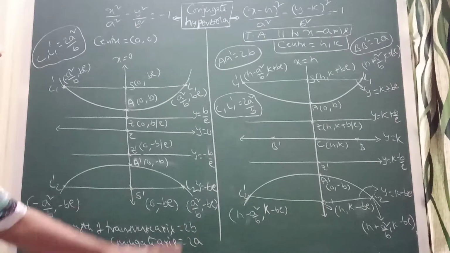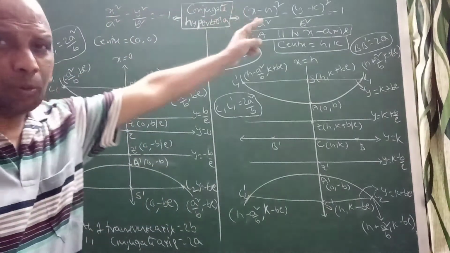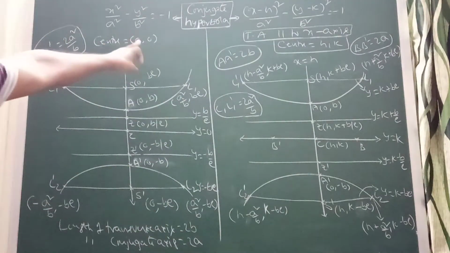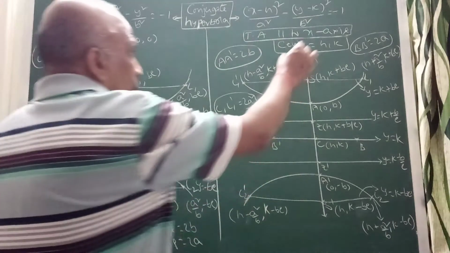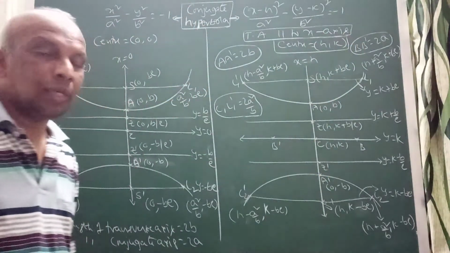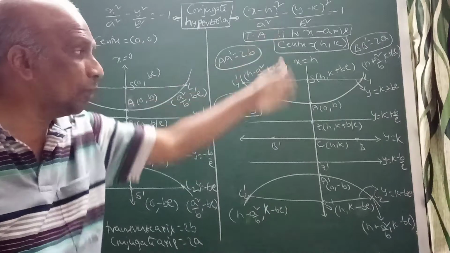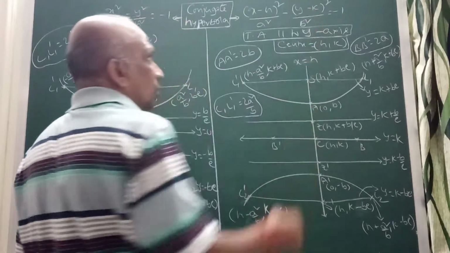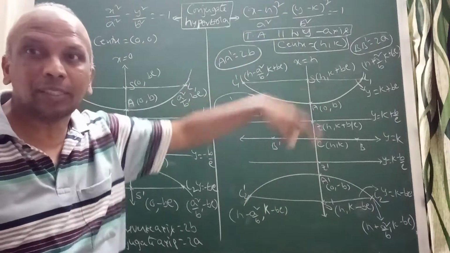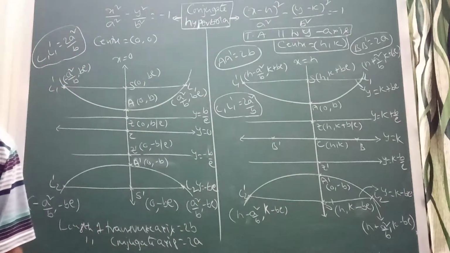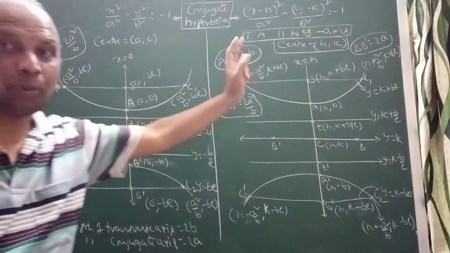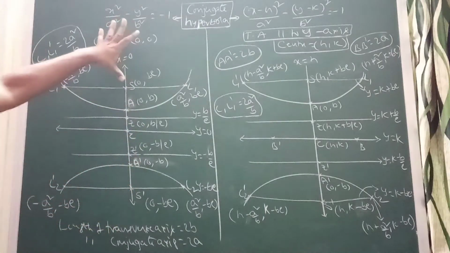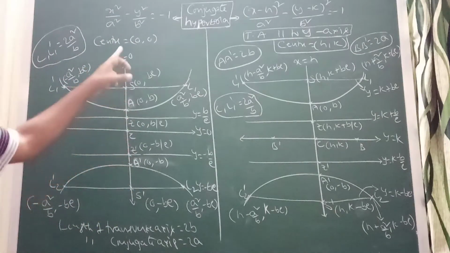Now let us go through the comparison between this hyperbola and this hyperbola. Both are conjugate hyperbolas. Here the center is 0, 0, but here the center is h, k. With center h, k, the transverse axis is parallel to the y axis. Here the transverse axis is coincident with the y axis. I have taken this one. See, center 0, 0 and center h, k.